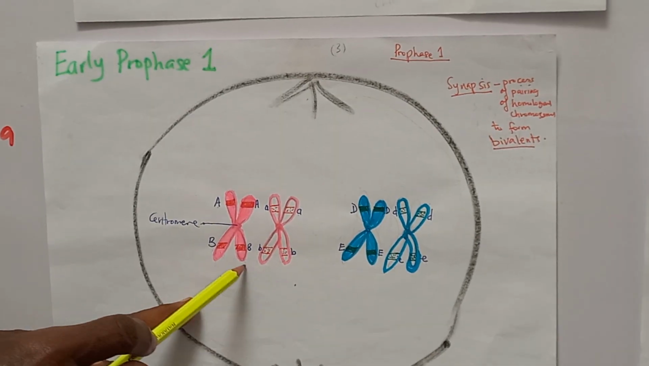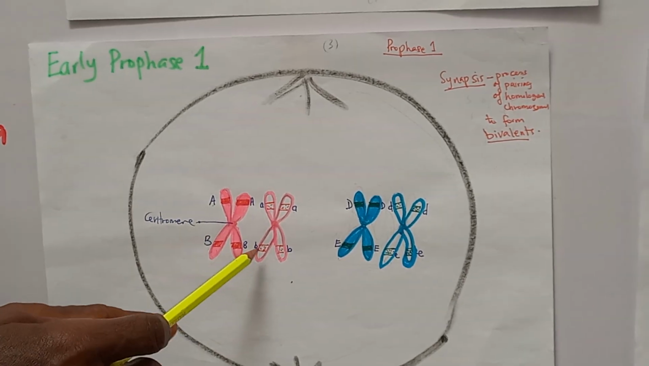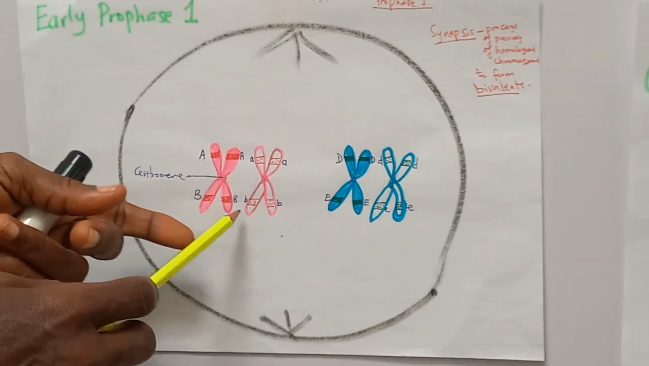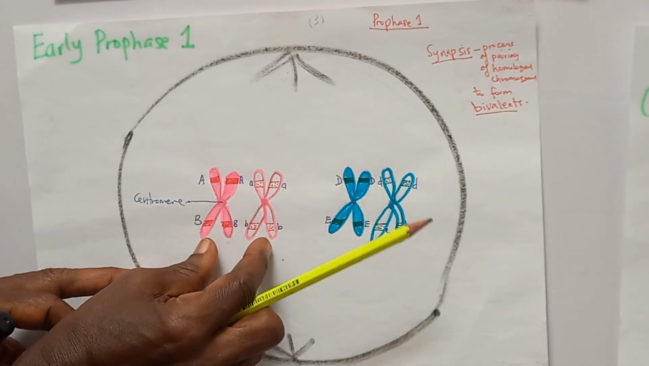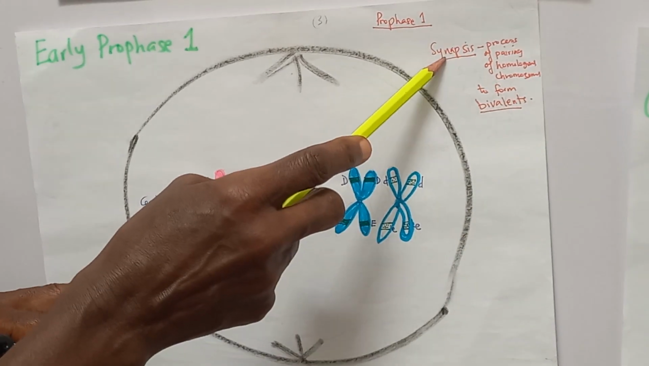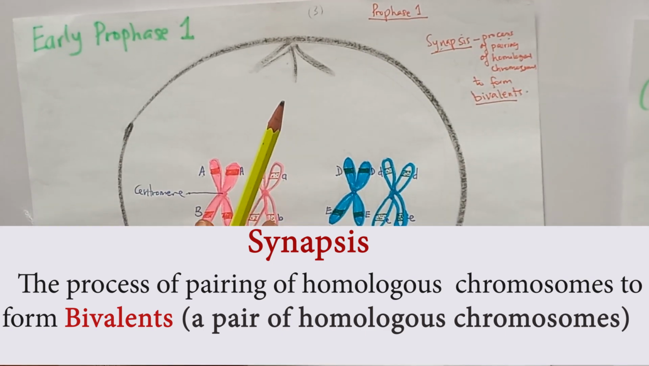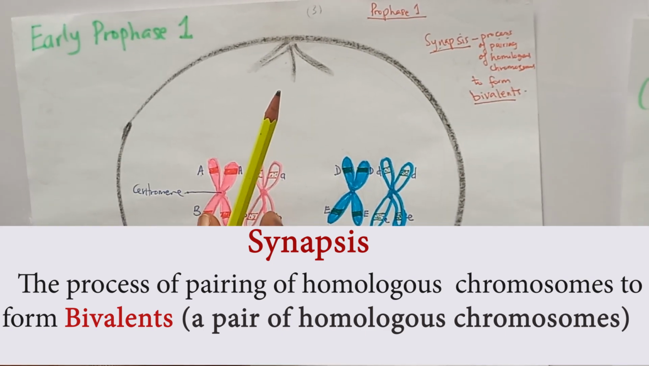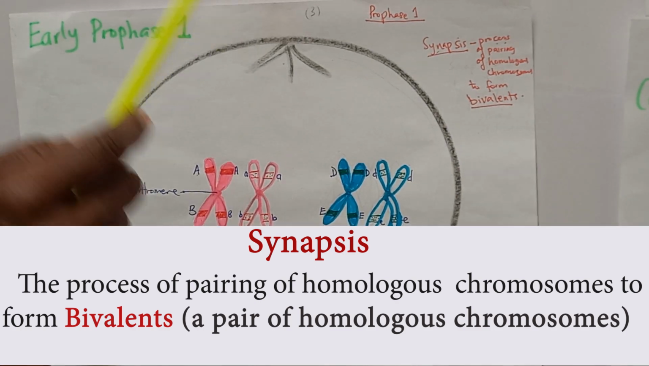So this is how the chromosomes are in early prophase. Homologous chromosomes lie together, and the process of them lying together like this is called synapsis. The homologous chromosomes lying together form bivalents. So this is one bivalent, and this is another bivalent.